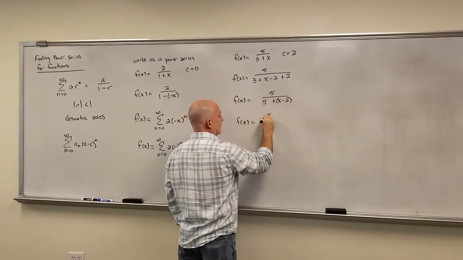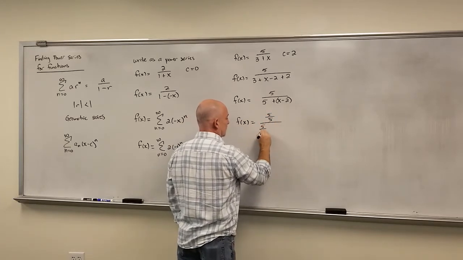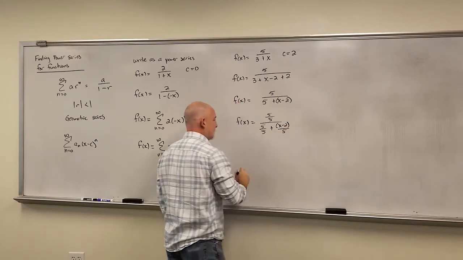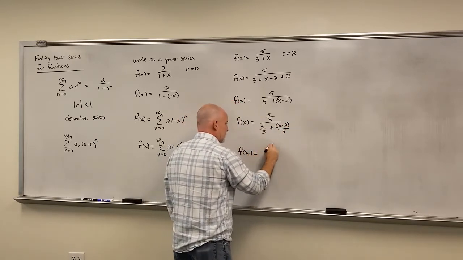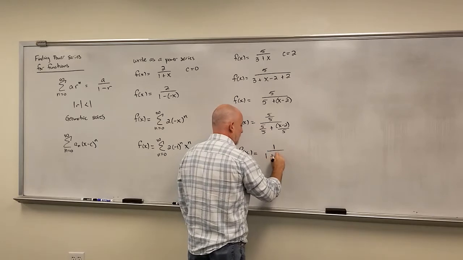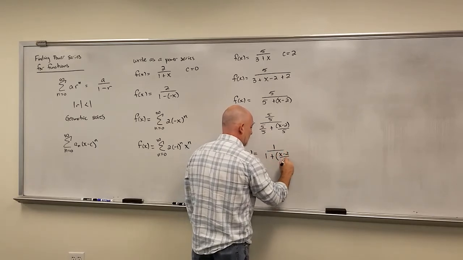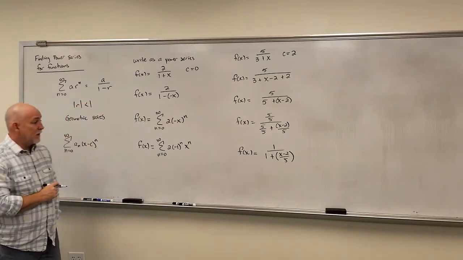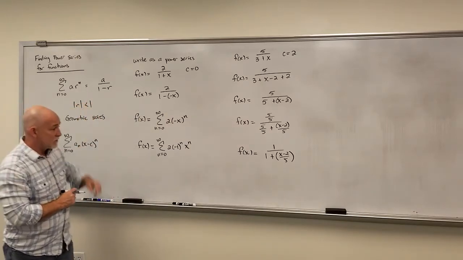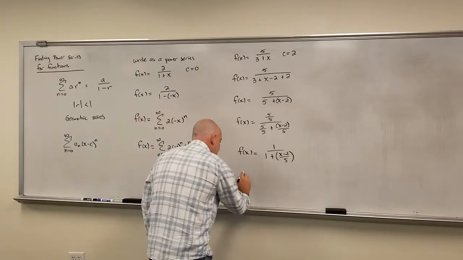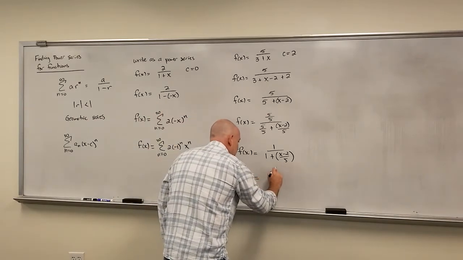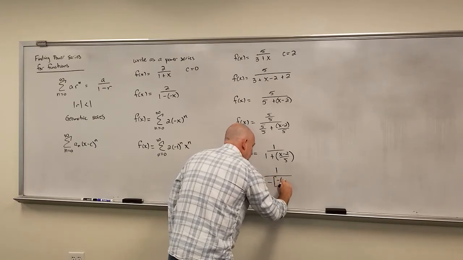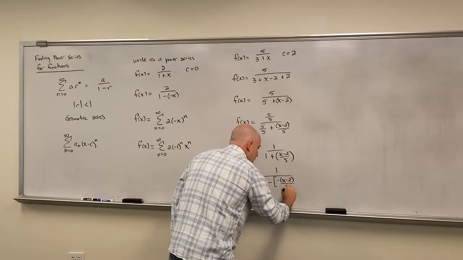So if I divide everything by 5, 5 divided by 5 plus x minus 2 divided by 5, we would get f of x is equal to 1 over 1 plus, I'm going to write that as x minus 2 over 5. Well, we've almost got it in the exact form that we need, except we have to put a minus there. So we're going to do the same thing we did last time. So f of x is equal to 1 over 1 minus negative x minus 2 over 5.